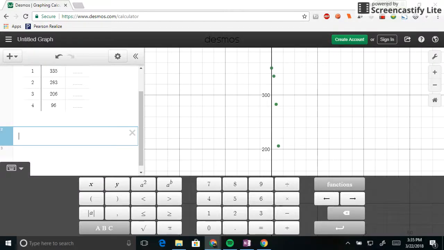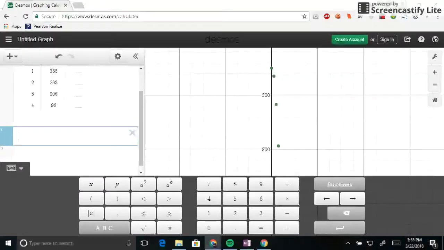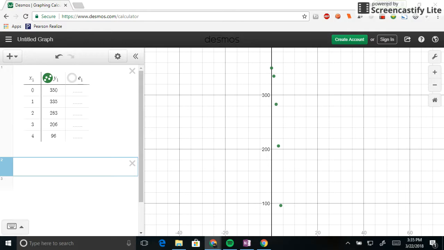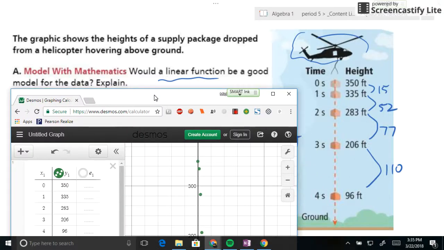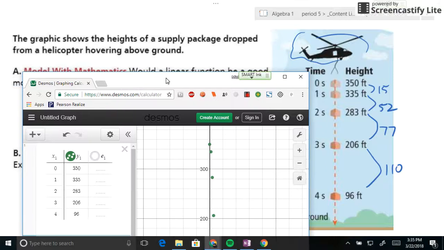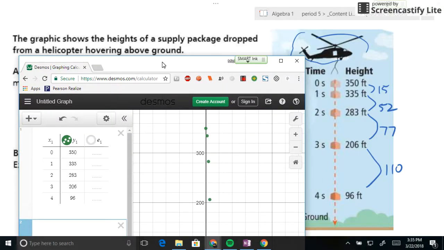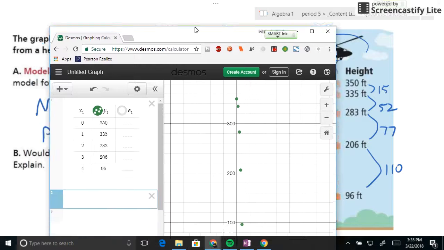We want to continue where we left off in our last video by looking at Desmos. You can see here how the data that I've put in Desmos already is the same as the data that we have from our helicopter dropping a package. So, you got 0, 1 second, 2 seconds, 3 seconds, 4 seconds all go in the X1 column, and the 350, 335, 283, etc. go in the Y1 column.